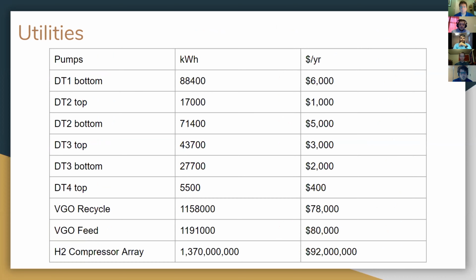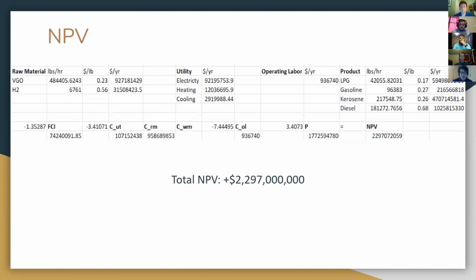Here are all our pumps, what they consume per year, as well as the compressors for the H2. And you can see a large discrepancy there with the H2 compressor array. And then here's just a general overview of our breakdowns. You can see your electricity, heating, cooling, how much raw material we've got after we recycle per year, and how much we're producing per year. And our project worked out to a total NPV of about 2.3 billion.